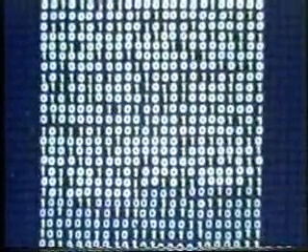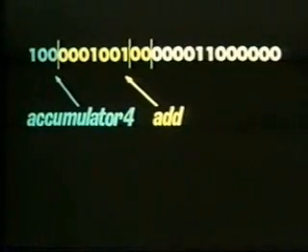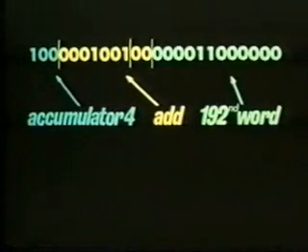A sequence of instructions which have to be fed into the computer's core store before it can start working. These instructions are memorized by the computer in machine code, the binary language in which computers work. And this one here, for instance, instructs the computer to add the number held in accumulator 4 to the number memorized in the 192nd word of core store.